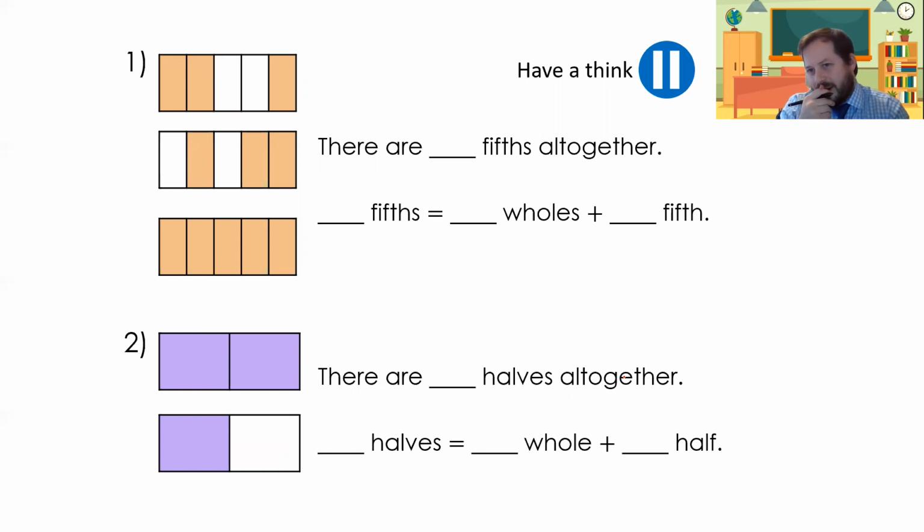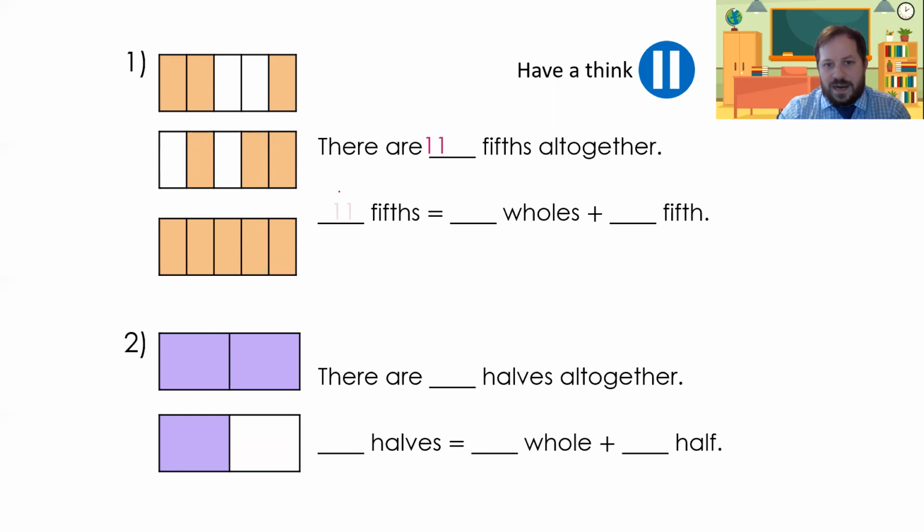Okay. So this is quite interesting because it links back to our division work, doesn't it? And you're thinking about dividing a number by how many parts you have and how many you have left over. So how many fifths do we have in total? Well, there are 11. We've got 1, 2, 3, 4, 5, 6, 7, 8, 9, 10, 11.